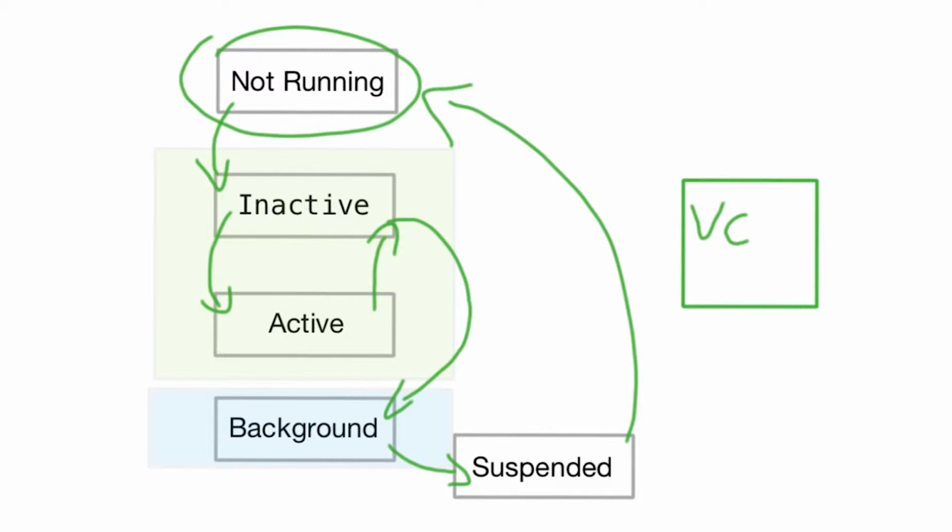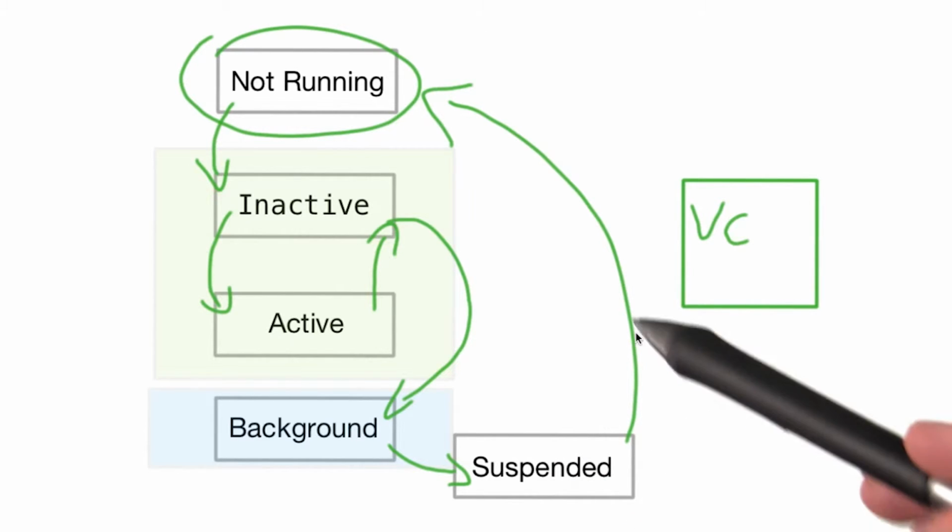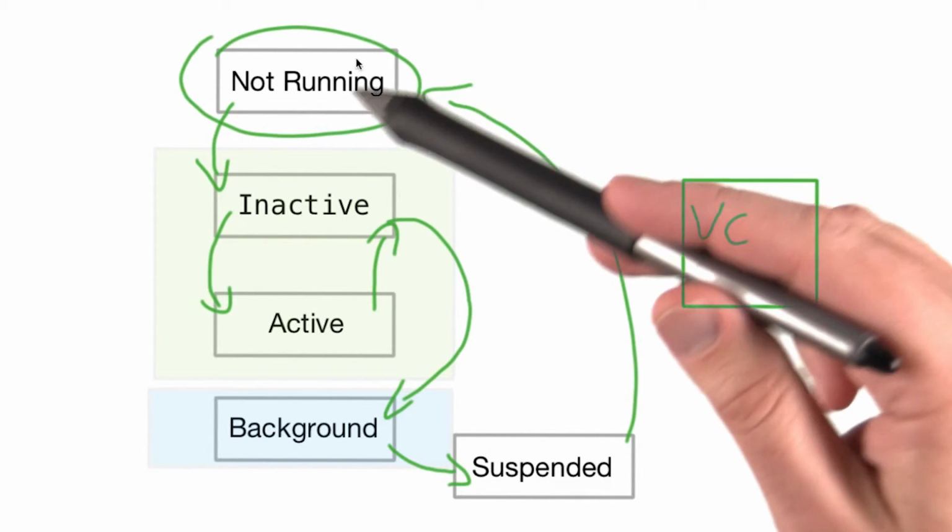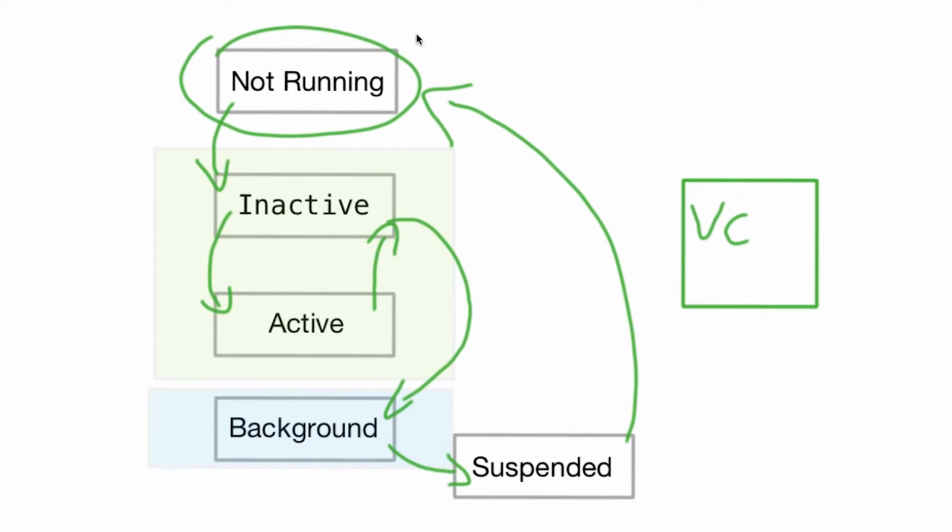What happens when the user wants to go back to your app? If your app is in the background, it will go through the inactive state to being active. Last but not least, if iOS needs more memory and your app is in a suspended state, it may be moved off memory entirely, and we're back to the beginning of this diagram, to the not running state.